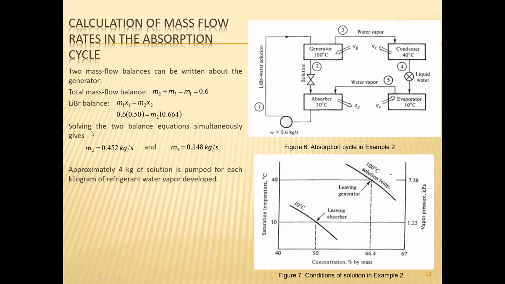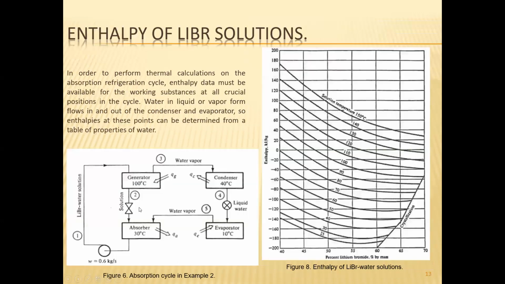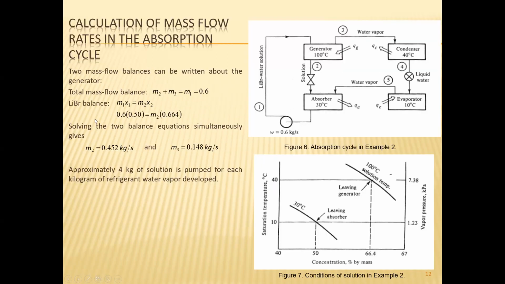Okay, solving the two balance equations simultaneously gives M2 is equal to 0.452 kg per second and M3 is 0.148 kg per second. Approximately 4 kg of solution is pumped for each kilogram of water vapor developed. Paano? 0.452 divided by 0.148 is approximately 4. Yan. So, nakuha mo na yung pagkuha ng masses.